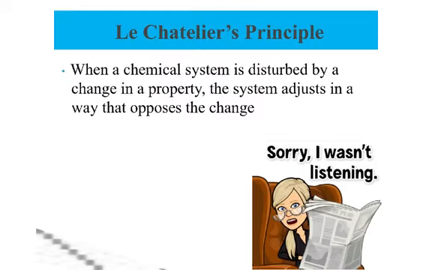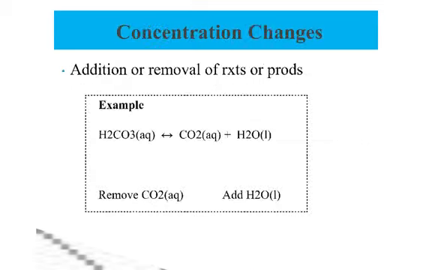So Le Chatelier's principle basically states when a chemical system is disturbed by a change in a property, the system adjusts in a way that opposes the change. Basically what this means is that anything we do to an equilibrium, the equilibrium will try to undo it. So if we add something, it tries to get rid of it. If we heat it, it tries to cool itself. So it's going to always try to undo what we're trying to do to it. It always tries to get its equilibrium back.